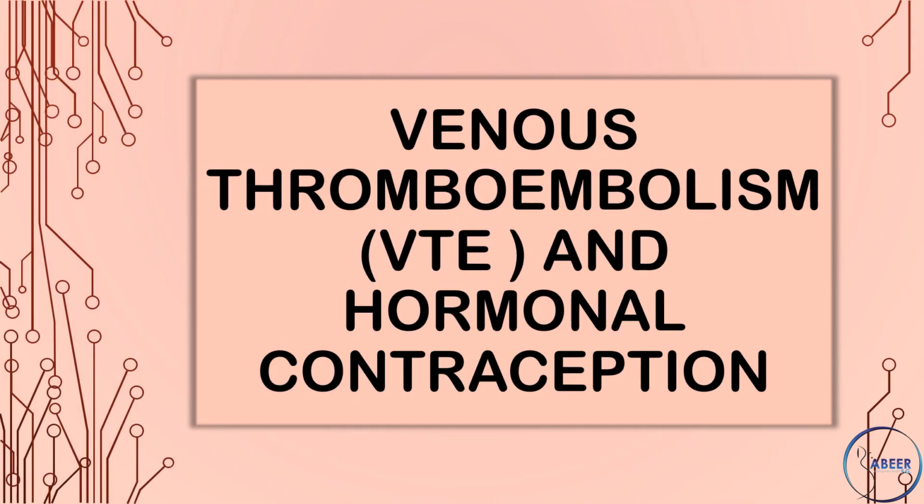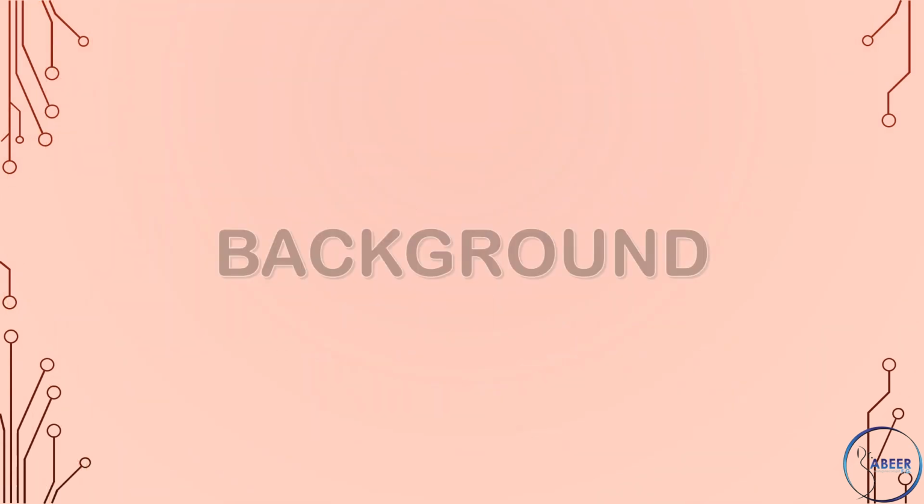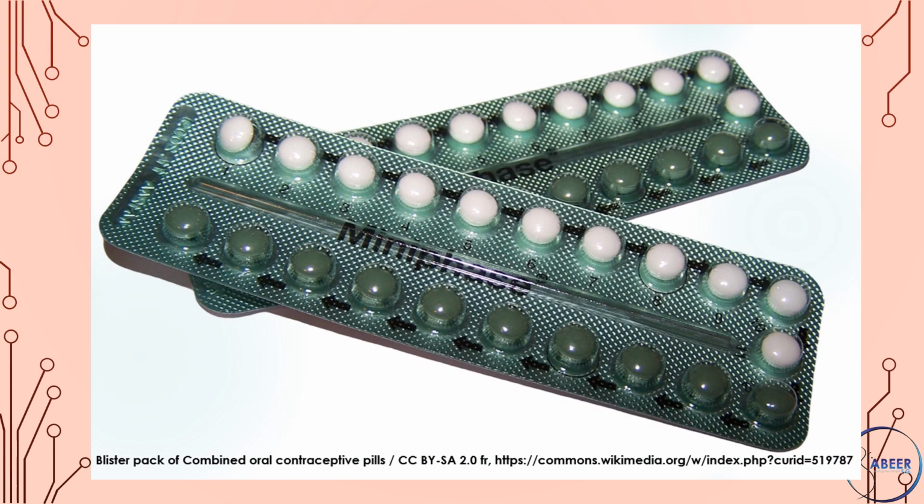Venous thromboembolism, VTE, and hormonal contraception. Background: hormonal contraceptives contain either a combination of estrogen and progestogen, or combined hormonal contraceptives, CHC, or progestogen alone, or progestogen-only contraceptives. In the UK, the majority of combined hormonal contraceptives contain the synthetic estrogen, ethinyl estradiol.